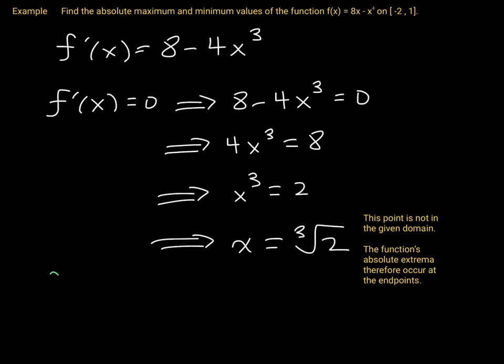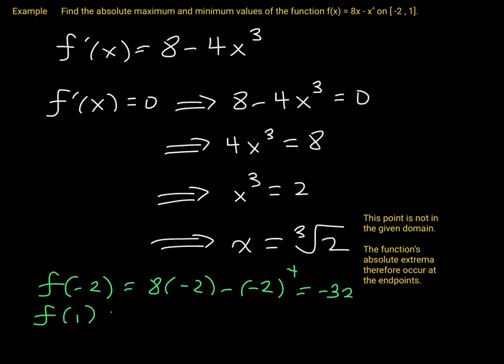I'm trying to create room here. So f at negative 2. So this is 8 times negative 2 minus negative 2 to the fourth power. Watch your signs. So then this is negative 32, right? Because this is negative 16 minus 16, so negative 32. And then f of 1 is equal to, when you substitute 1, it just amounts to adding the coefficients. So it's 8 minus 1. So then this is 7. All right, very good. So then this must be your minimum, and this is your maximum.